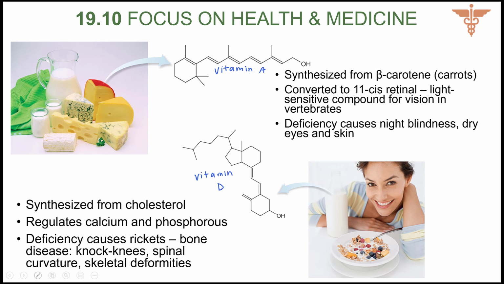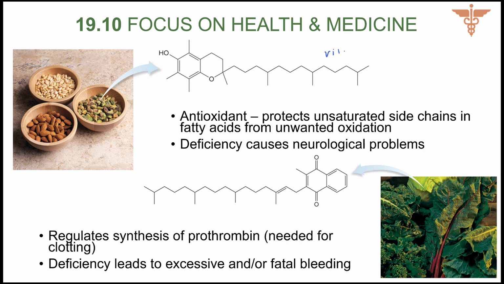It regulates calcium and phosphorus in your body, and a deficiency in vitamin D can cause rickets and different bone diseases, including knock knees, spinal curvature, and skeletal deformities. This is the structure of vitamin E, which we can get from nuts. It's an antioxidant that protects unsaturated side chains in fatty acids from unwanted oxidation. Deficiency in vitamin E, which is pretty rare, can cause neurological problems.